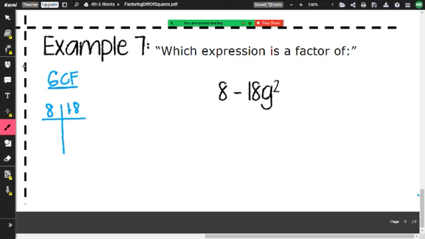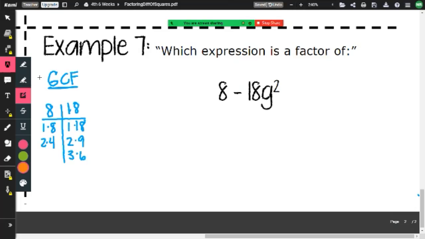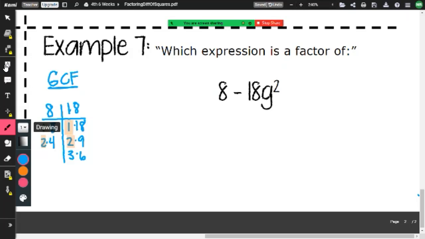What are the factors of 8? 1 times 8, 2 times 4. And what about 18? 1 times 18, 2 times 9, 3 times 6. And if we scroll down a little bit further on the calculator, 6 times 3 is the same, so we stop. We found the factors, now we got to find the ones they have in common. All right, which ones do we have in common? Is that it? And now the greatest of all of these is 2. Circle the 2, underline the 4, circle the 2, underline the 9.